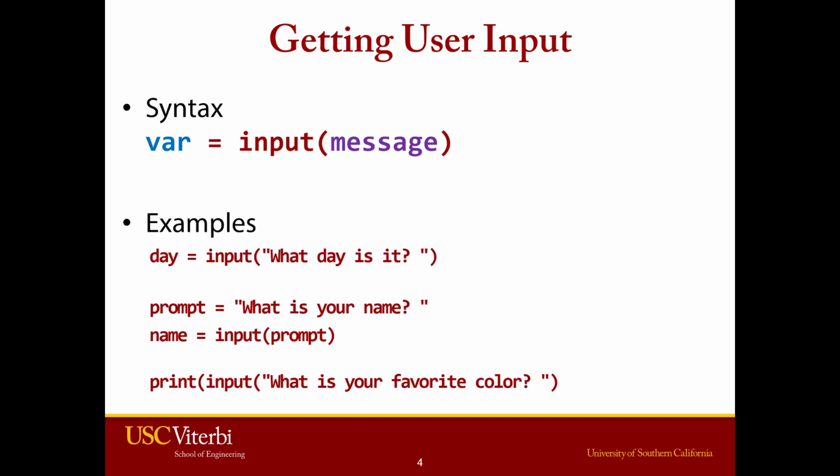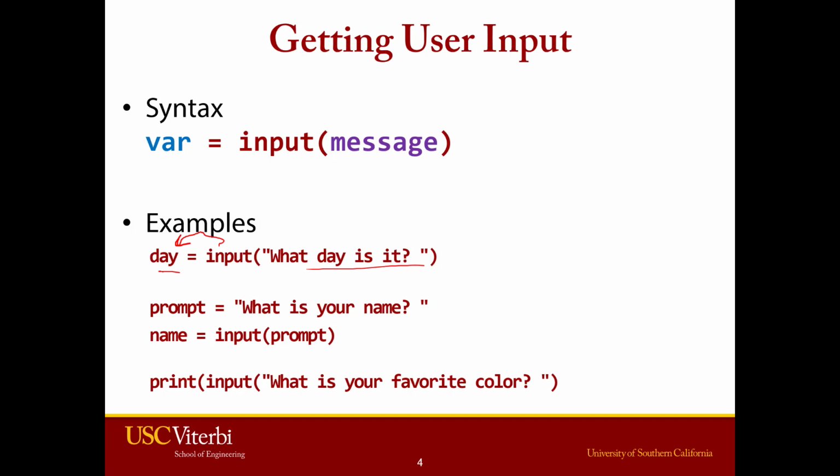So here are some examples. The simplest example is day equals input, quote, what day is it? So you're going to show the user the message, what day is it? The program's going to pause. And once they hit enter, the computer will take whatever they typed and store it into this variable. Okay.